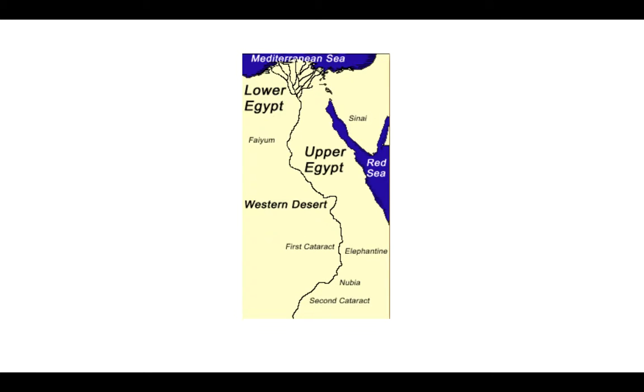Ancient Egypt had two parts, Upper and Lower Egypt. Upper Egypt, the southern part, stretched for over 500 miles from the first cataract northward to the beginning of the Nile Delta. Lower Egypt, the northern part, was the Nile Delta. It was only 100 miles long, but many times wider than Upper Egypt.